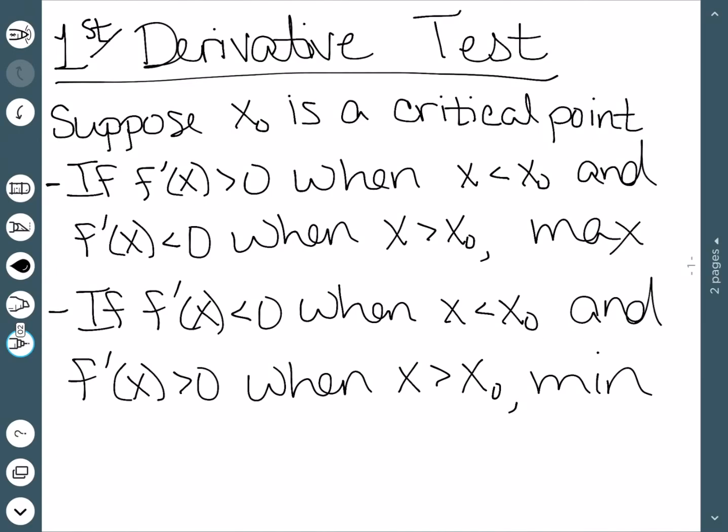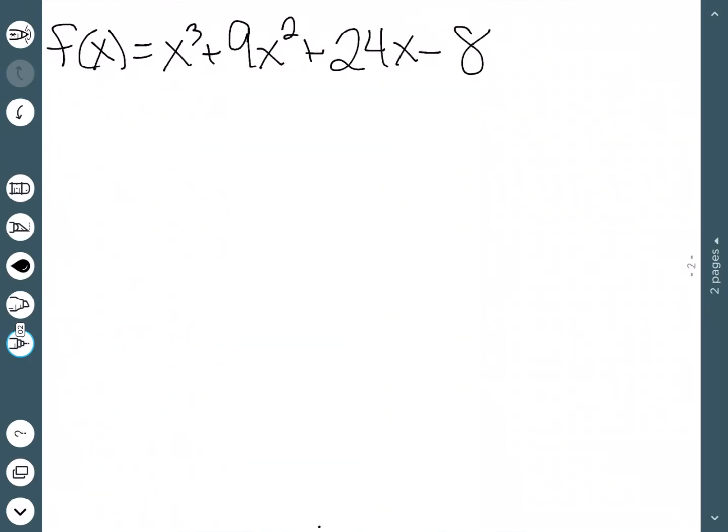So this can seem really complicated and difficult to remember, but it's actually not too bad. And let's do a couple of examples to demonstrate how to set up this problem and then how to remember whether it's a maximum or a minimum. Here's my first example. F of x is x cubed plus 9x squared plus 24x minus 8.